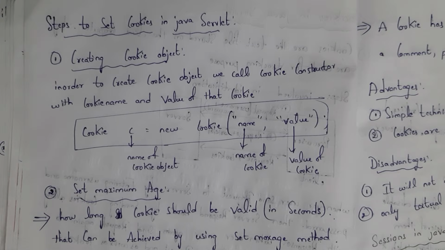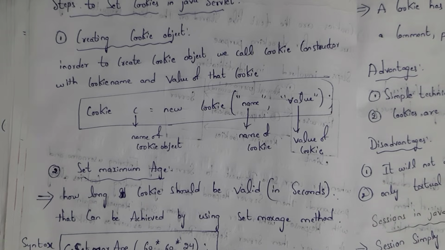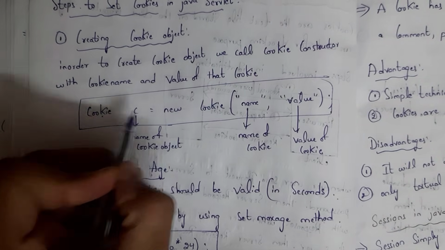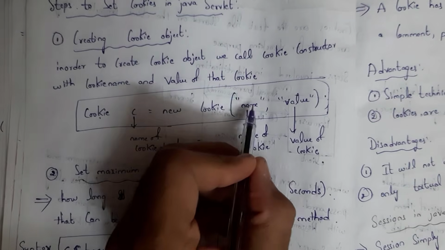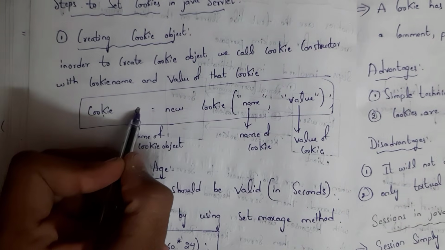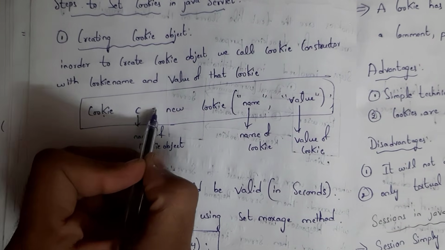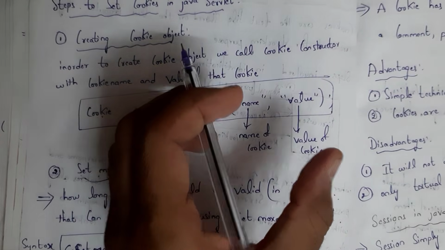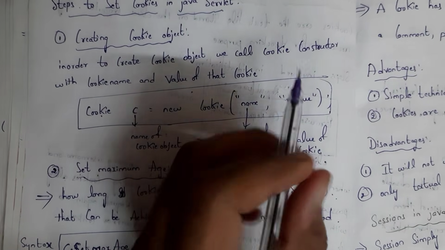In order to create a cookie, there are 3 steps. On that, first one is creating the cookie object. At first we need to create the cookie. Cookie c = new Cookie(name, value). I have given this cookie name as c, equal to new Cookie, and I am giving name and value as parameters.